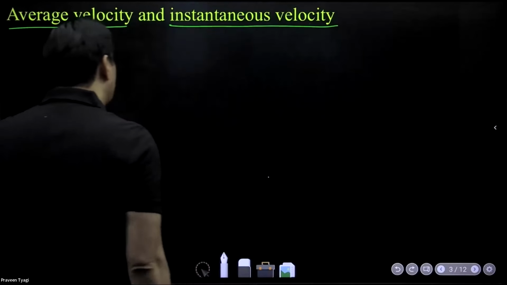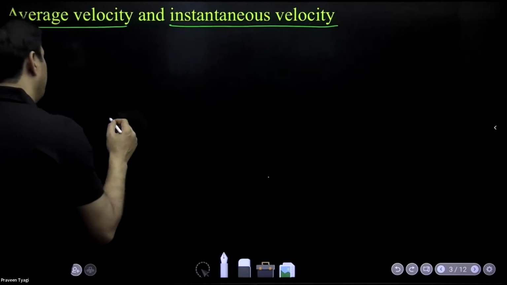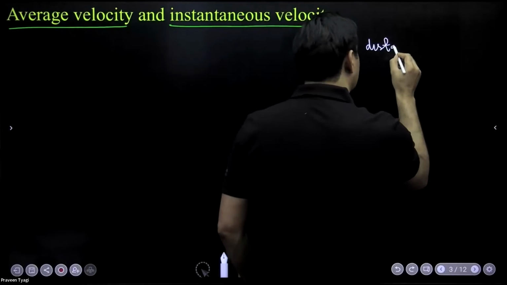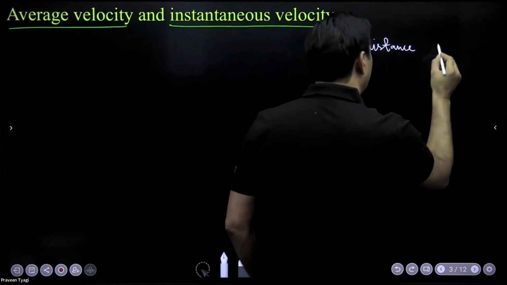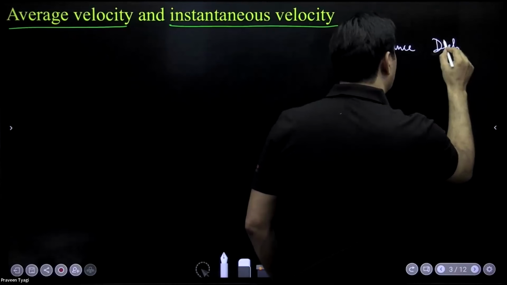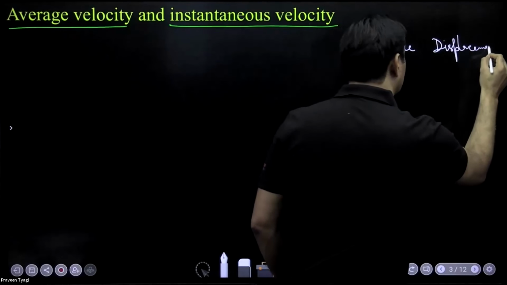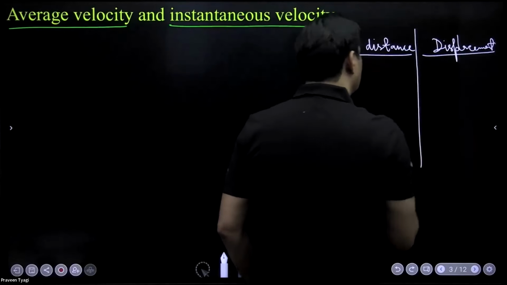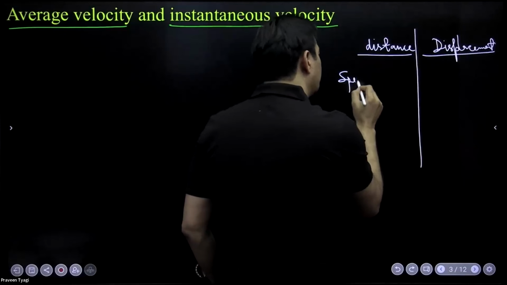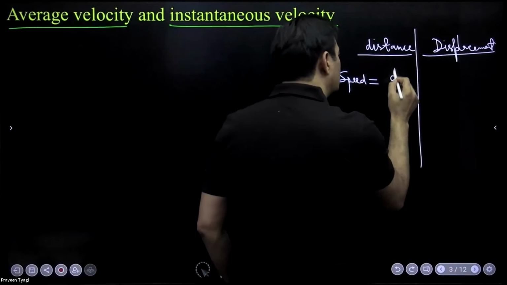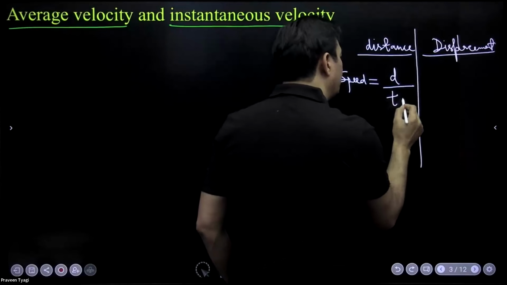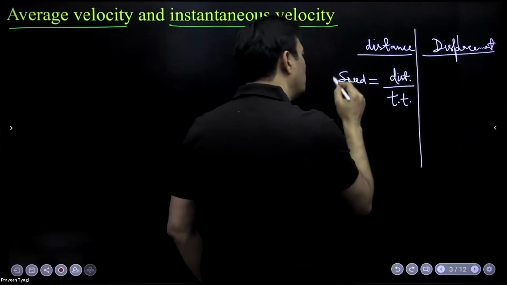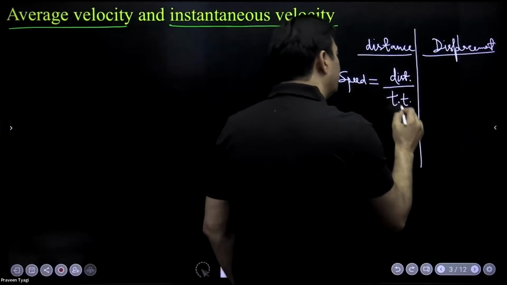We understood the difference between distance covered by a body and displacement of a body. We understood the difference between them in the last class. Based on this, we know speed is defined as distance covered upon time taken. It has no direction. It cannot be negative.